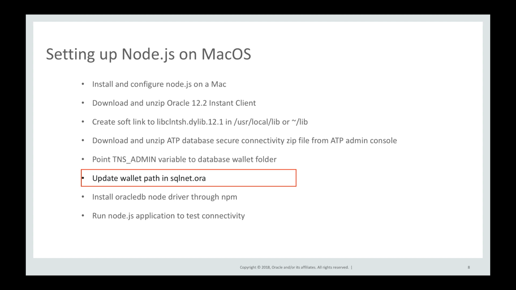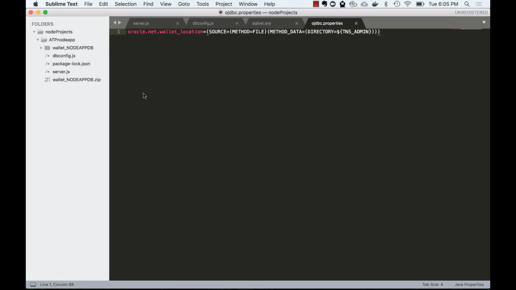So we're almost there. Now let's go back to our node app folder and update a couple of files to point to the wallet file, and then we can install the Oracle DB node driver and finally run the application. So I have my node application folder, ATP node app, opened up in a text editor. And as you can see, my wallet folder is right in there.